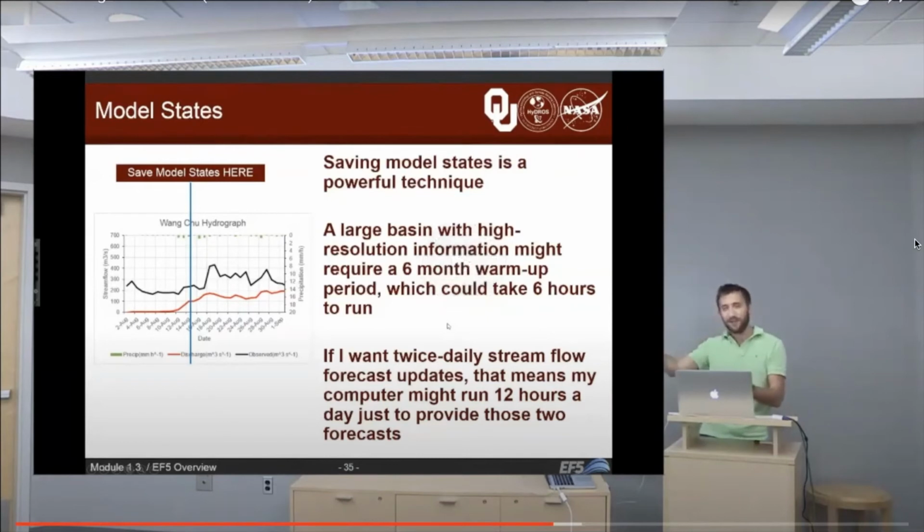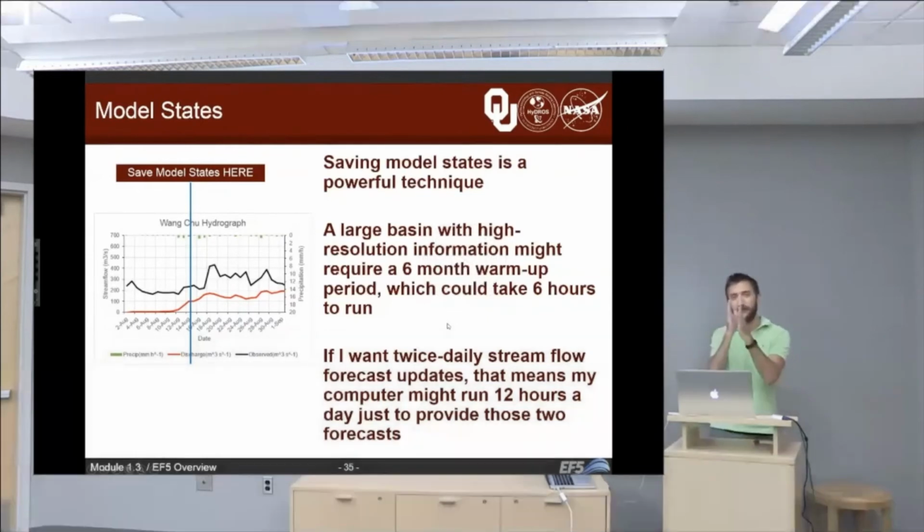Data just to get the new day at the end every single day. But if I save the model states at the end of the previous run each day, now I'm only running the model forward in time for a day, which is literally just a tiny fraction of the amount of time that it would take otherwise to run.